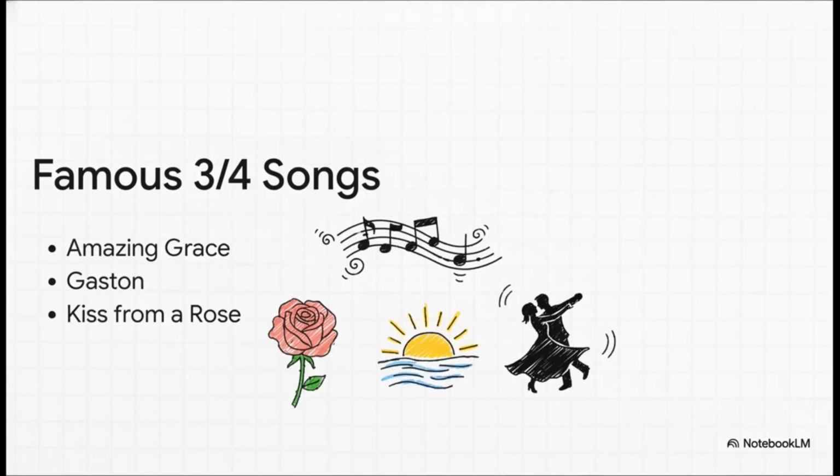To help you really hear this in your head right now, here are a few massive songs written in 3/4 time. Think of the sweeping traditional hymn, Amazing Grace, or the bluesy roll of the Animals' House of the Rising Sun. If you've got kids, think of the incredibly fast-paced song Gaston from Beauty and the Beast, though actually maybe don't try to waltz to that one unless you have excellent cardio. Or think of a massive 90s hit, Seal's Kiss from a Rose. Try to mentally sing any of these right now, and I guarantee you'll instantly feel that swaying 1, 2, 3 momentum.